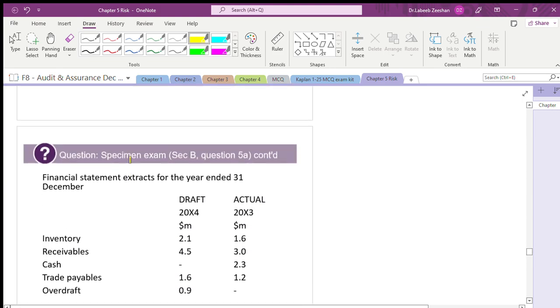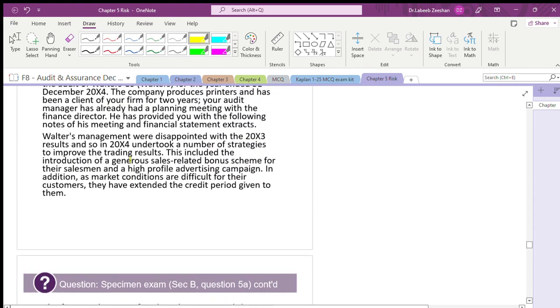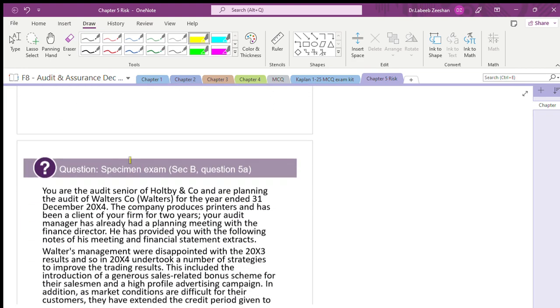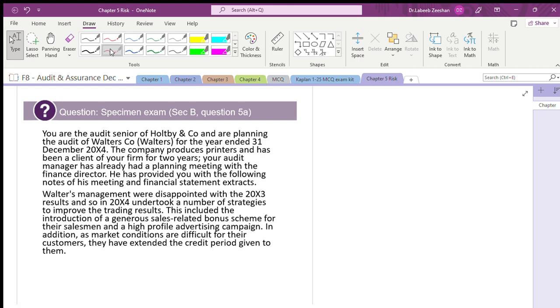Fine. Now you read the scenario and you will understand. What it says: you are an audit senior. Always assume you are an auditor. That's very simple. And you are planning the audit for Walters, for the year ended 31st December 2004. The company produces printers and has been a client of your firm for how many years? 2 years. Wherever you find something, highlight it. In the examination also you can do it.